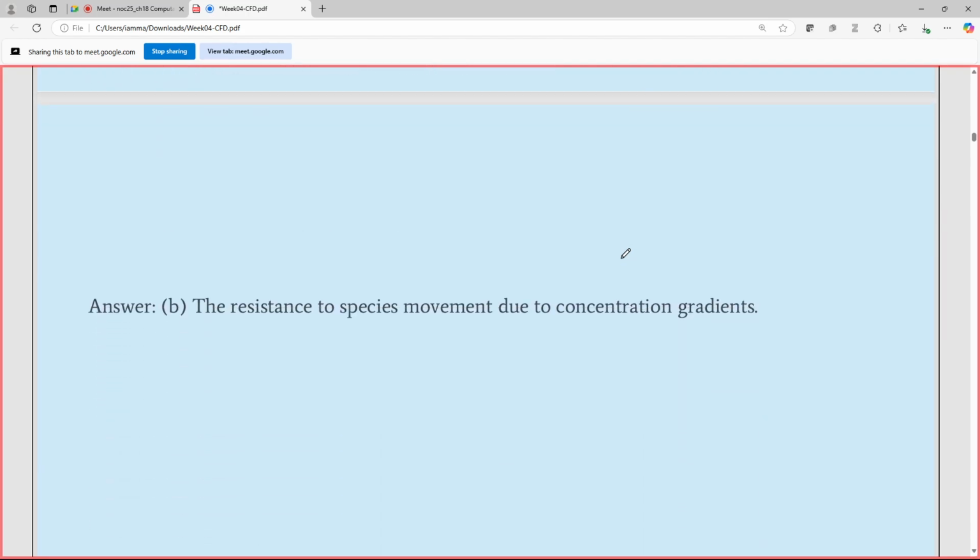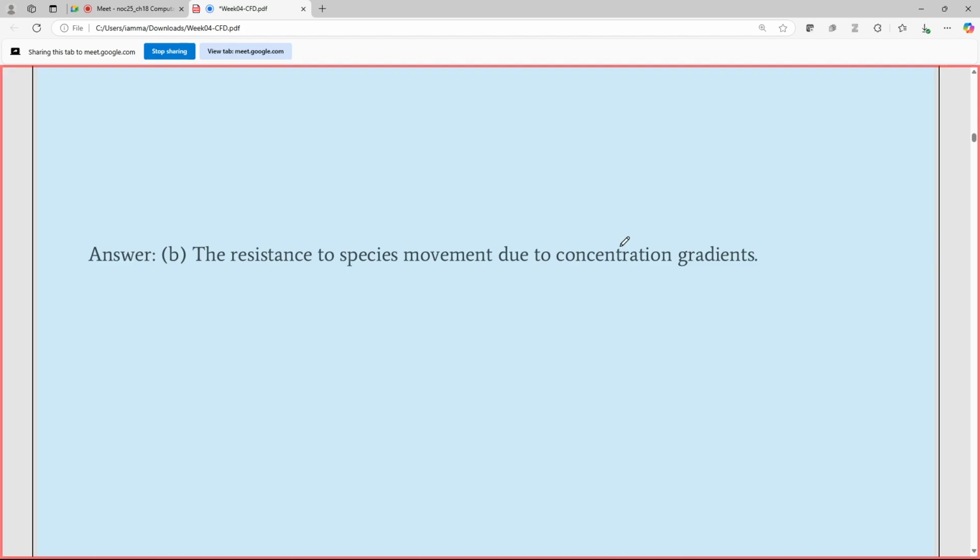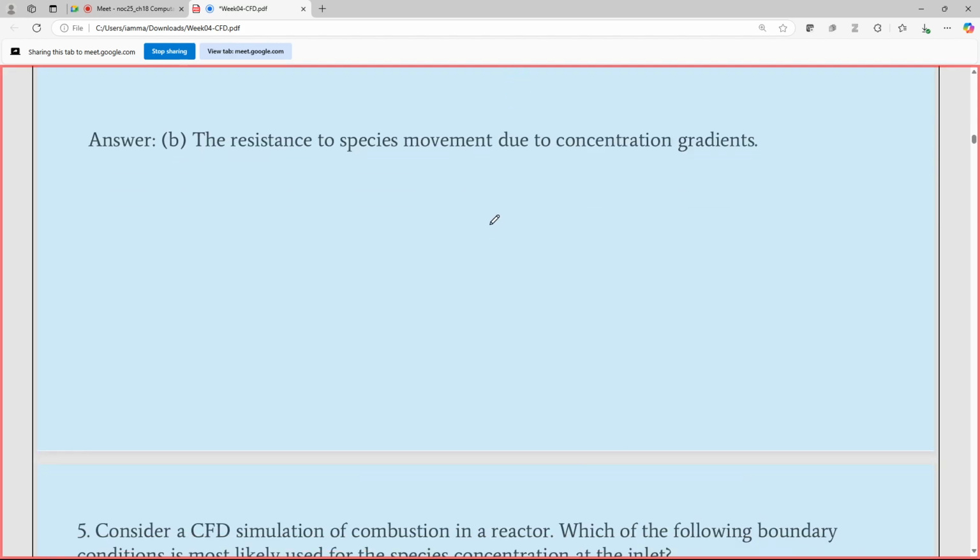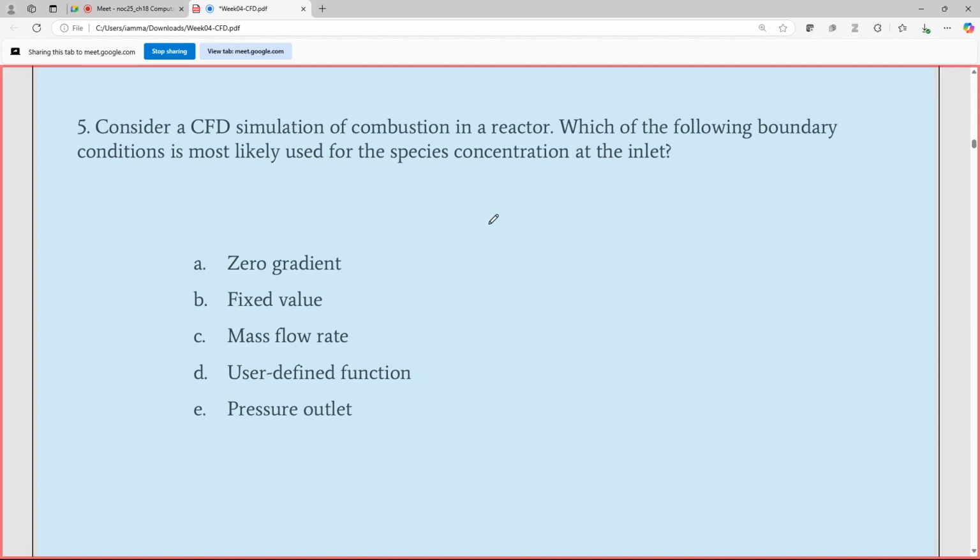Answer is option B, resistance to species movement due to concentration gradients. Actually, the diffusion coefficient is given by D and is taken as negative D. So it's a resistance. D gives the diffusion with the concentration gradient, and negative D shows the resistance of species movement due to concentration gradient. Option B is our answer. Moving on to next question.